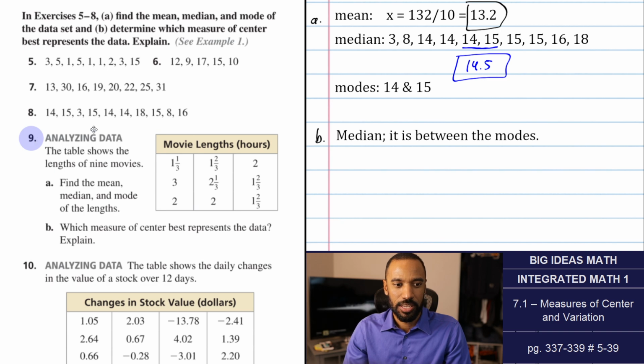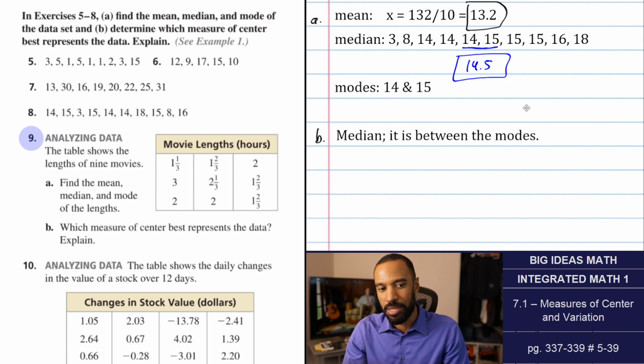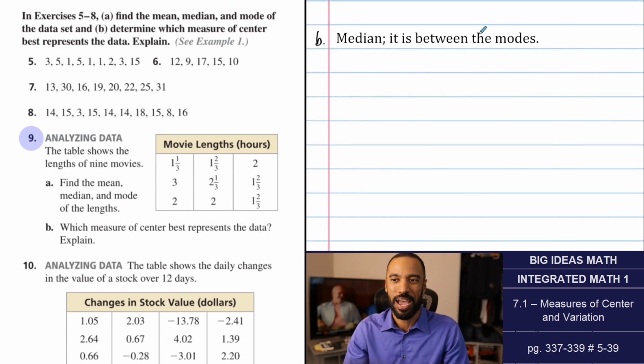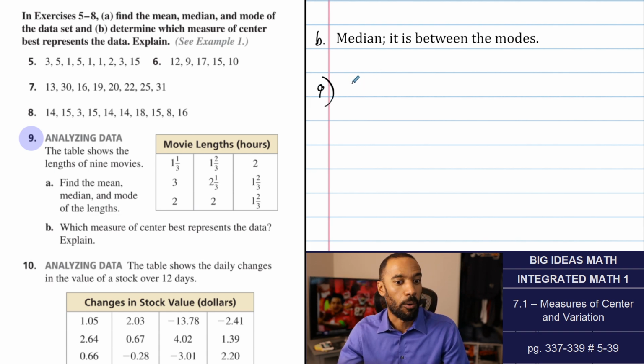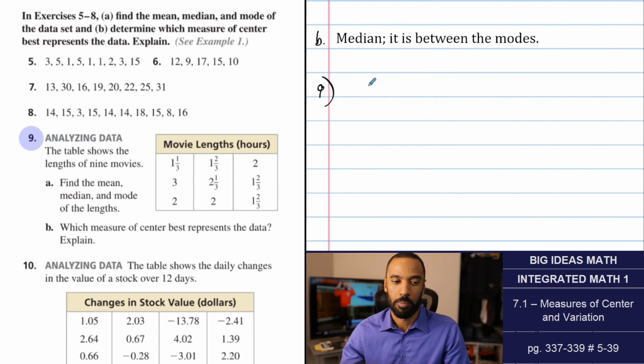Number 9, analyzing data. The table shows the lengths of 9 movies. Find the mean, median, and mode of the lengths. Which measure of center best represents the data? Explain. So the same kinds of questions. One difference is we might use context. This is how many hours they are, so our answers will be in hours.